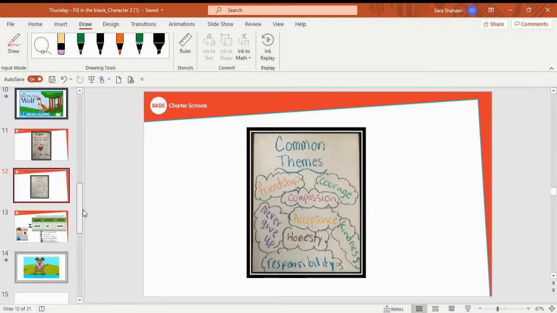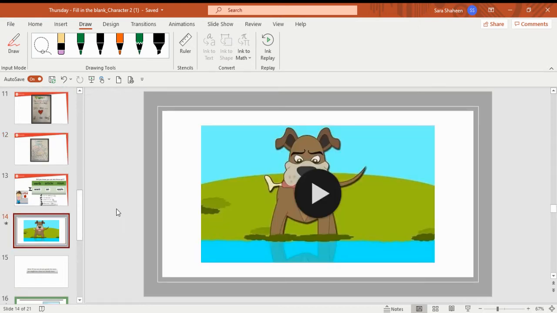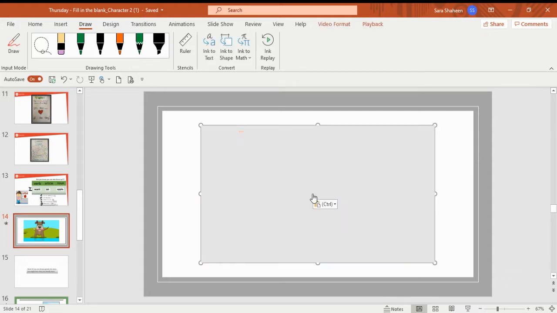So now that we've done a little bit of review, I want us to look at theme once again. So we are going to watch a very quick story video. You're going to have the opportunity to watch three very quick stories today, and we'll talk about themes so that you see different examples. So let's take a moment to watch this story, The Dog and His Reflection.